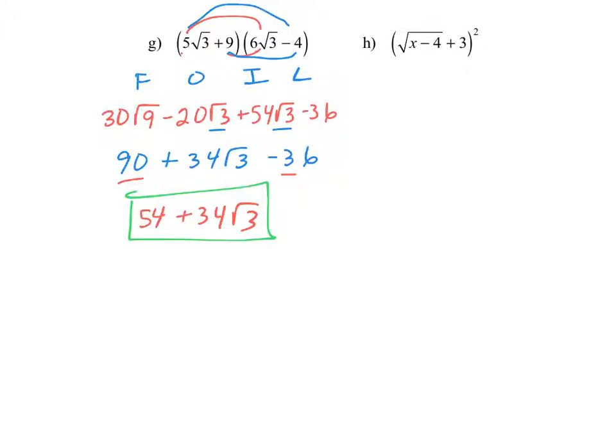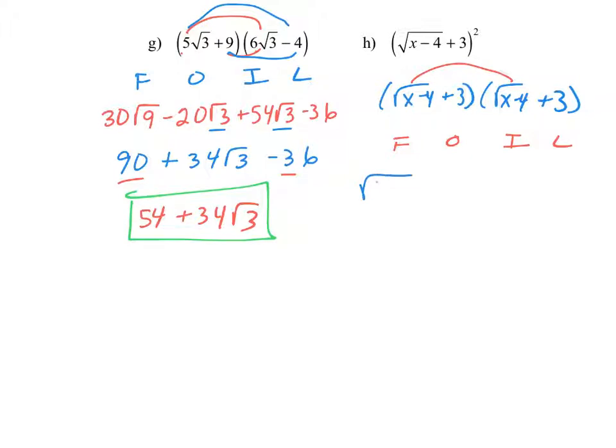In example H, we're multiplying the entire binomial, so you can write it as the square root of x minus 4 plus 3 times the quantity, the square root of x minus 4 plus 3. Using the first, outer, inner, last, where our first is the square root of x minus 4 times the square root of x minus 4, and that is going to be the square root of x minus 4, that quantity squared, which is a perfect square. We'll be able to simplify in the next step.